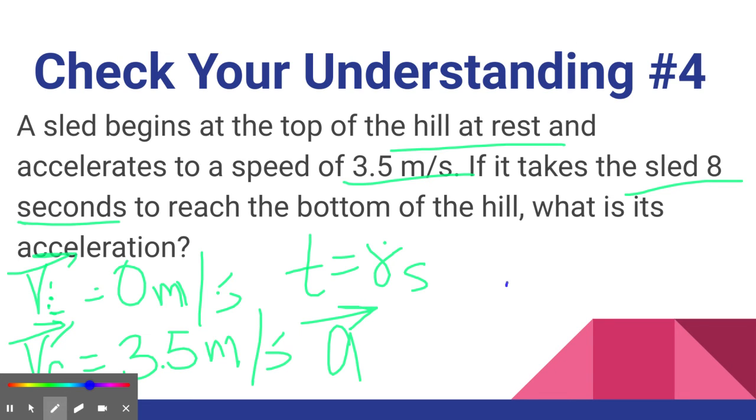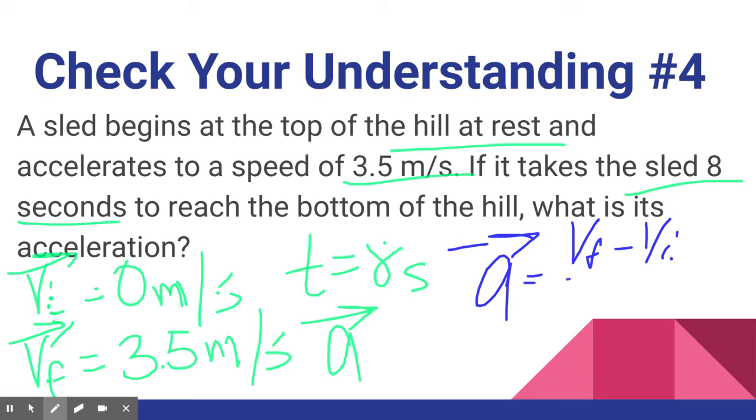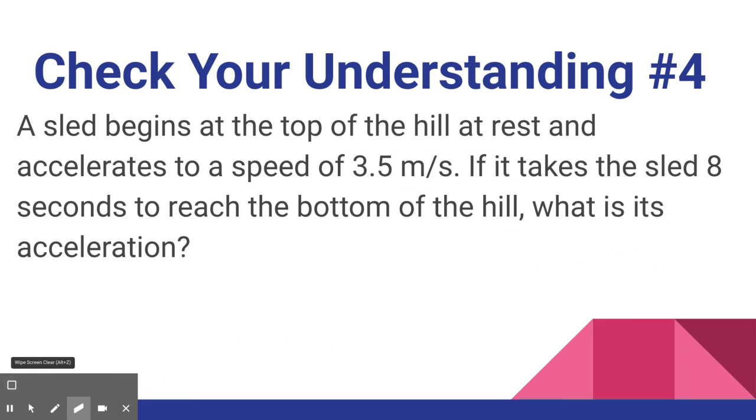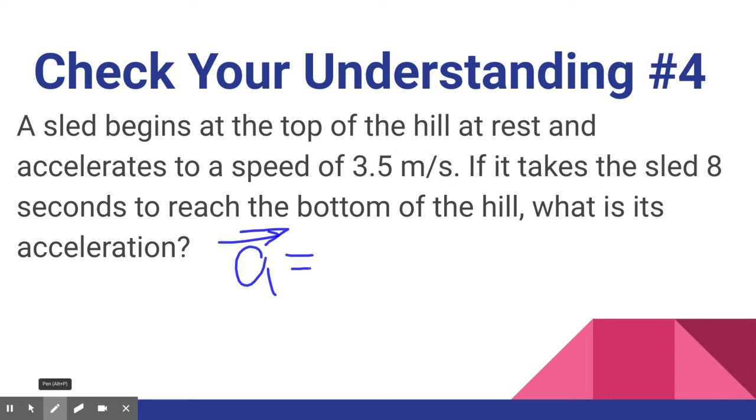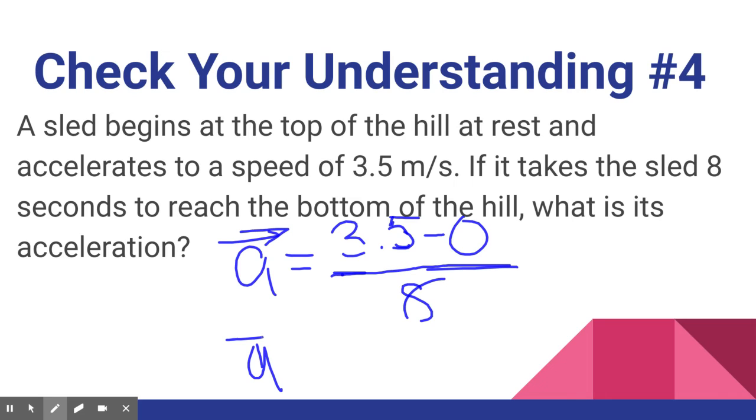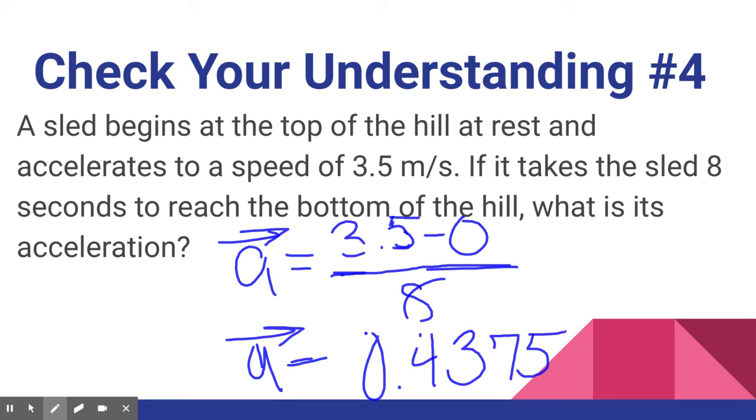I'm going to write out my acceleration equation here, which is acceleration is equal to final velocity minus initial velocity over time. Now I'm going to plug all that in. My final velocity is 3.5, my initial is 0, and I did this all in 8 seconds. So my acceleration is 3.5 divided by 8, which is simply 0.4375 meters per second squared.